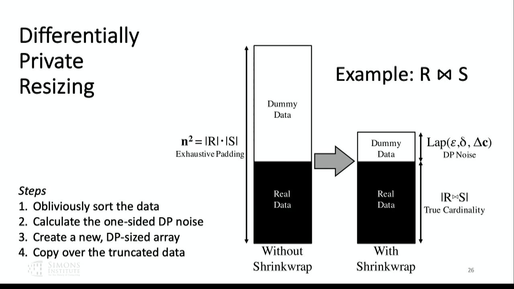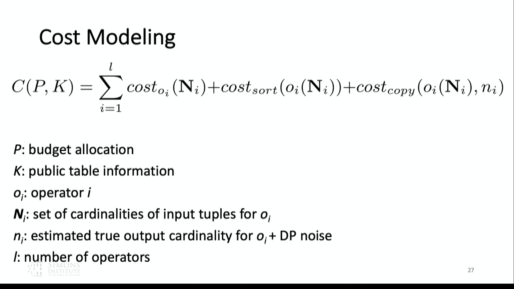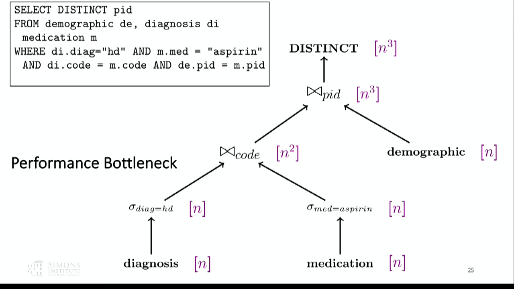Basically, it's based on the size of these things. We first have the cost of actually implementing the operator, so implementing the join. Then we have the cost of the sorting and the cost of the copying. One note is that we have to use cardinality estimates here, so it's not going to be totally optimal, because we don't know the true output cardinalities until we actually run the query. And if we run the query, we pay that cost.